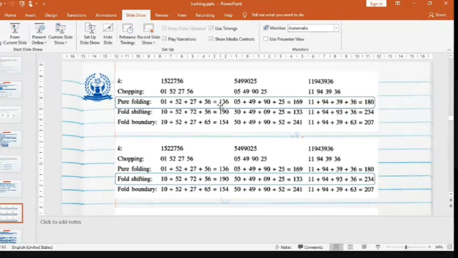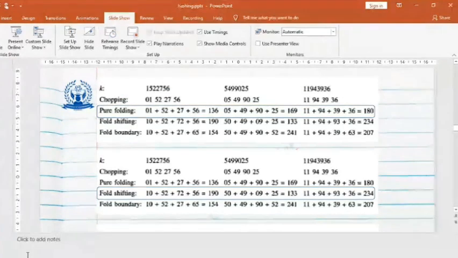So the hash function of the first number is not 136, we have to take the hash function as 36. We have to ignore the carry. Then for the next number, 5499025, what is the hash function? 69. Yes, 69. We have to ignore the carry. Then in the last case, we got the sum as 180, but we have to ignore the carry and we will get the hash function as 80.